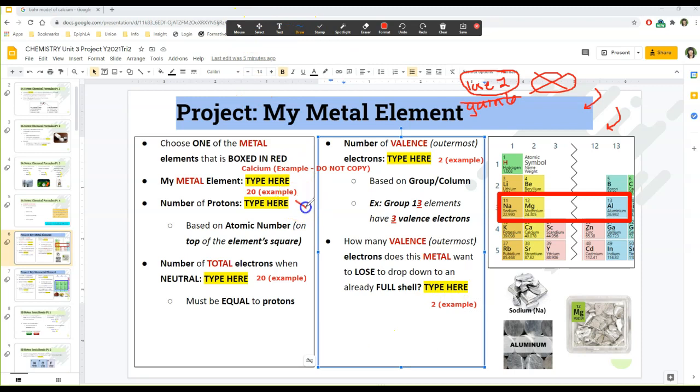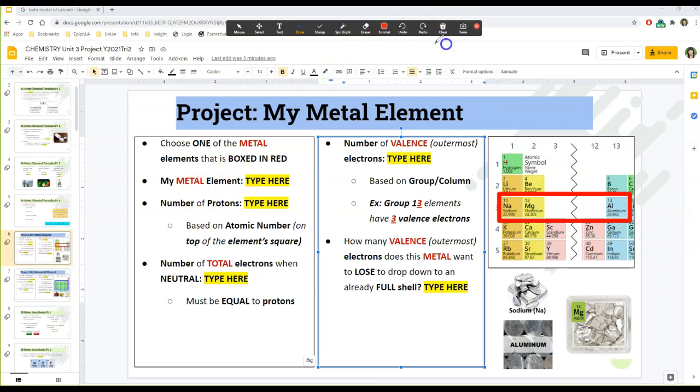Again, the number of protons is going to be equal to the number of electrons. The valence electrons, based on your group numbers up here, are actually also going to be the same number of valence electrons that you lose because they are metals. All right, make sure you pause the video, make sure you fill that out, and then continue on to your next element. Again, making sure that you only choose sodium, magnesium, or aluminum. Do not use my example.